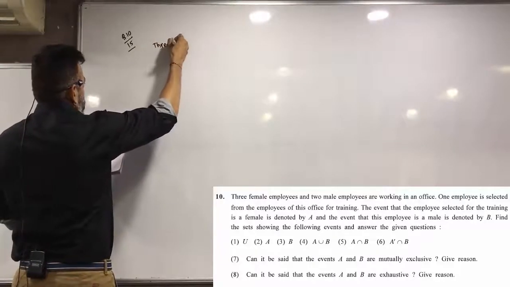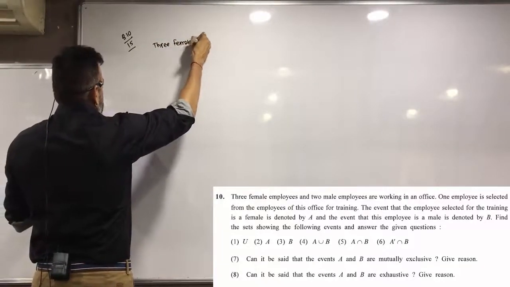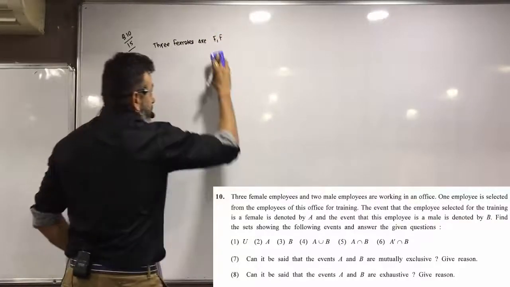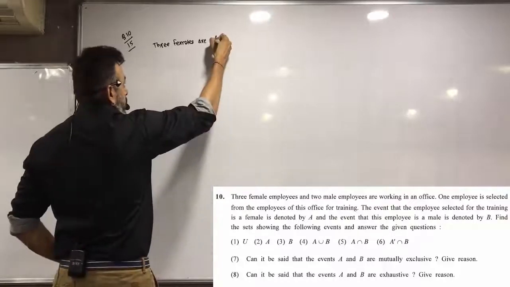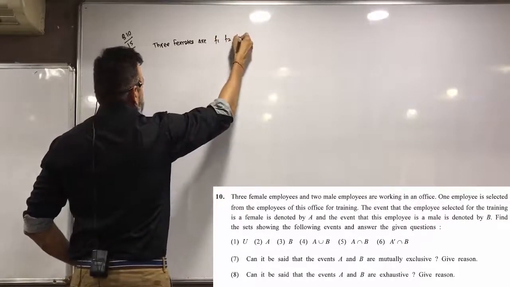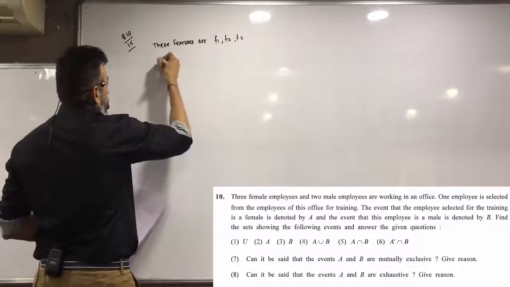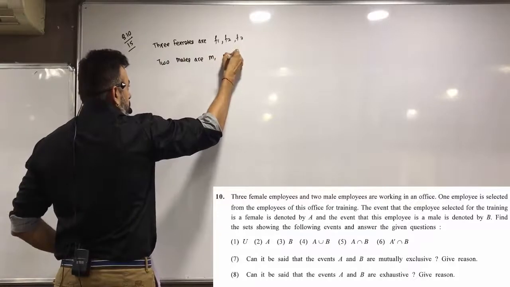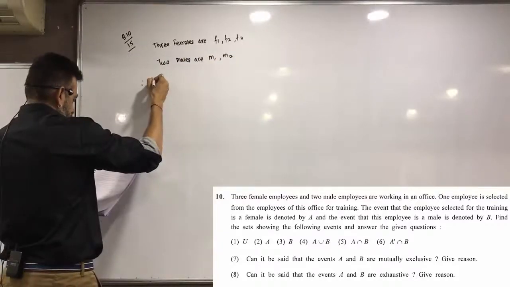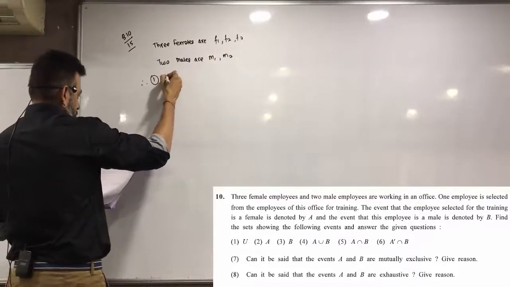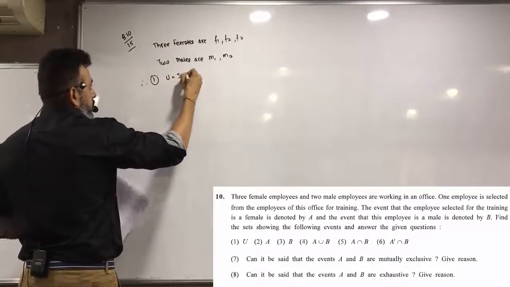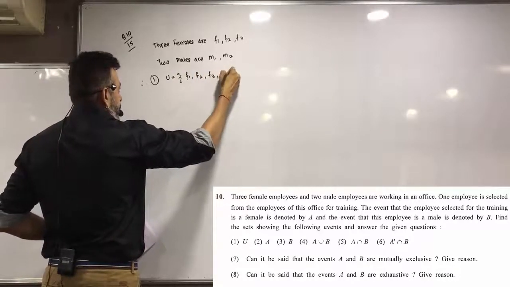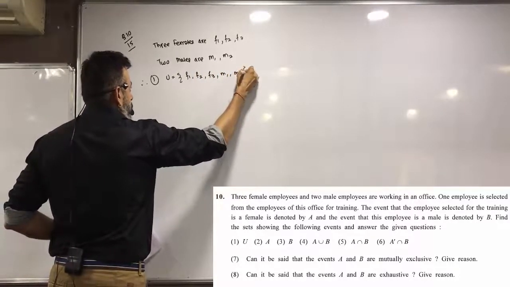3 females are F1, use small f, okay, F2, F3, and 2 males are M1, M2. Therefore, first, U is equal to F1, F2, F3, M1, M2.